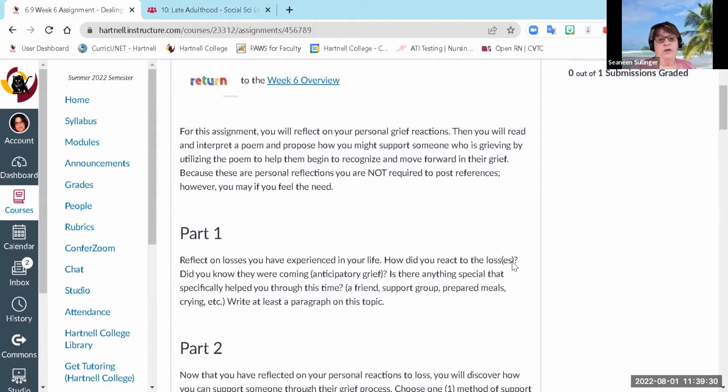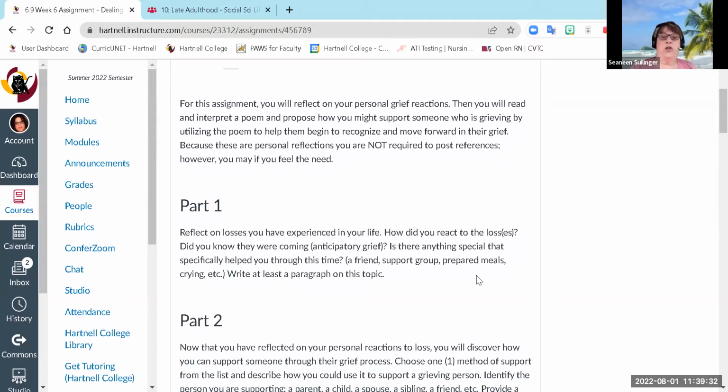But part one goes into reflecting on losses you've experienced in your life. How did you react to those losses? Did you know they were coming, which would be anticipatory grief? Is there anything special that helped support you through that time? Write at least a paragraph on that topic. As you go through that, the loss doesn't have to be a death. It can be any type of loss. We grieve anything that we had and no longer have. So you certainly can put it in terms of that.